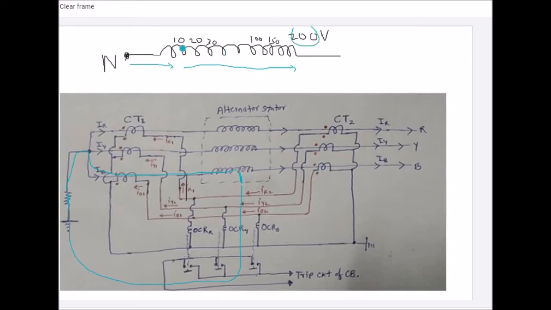So if a fault occurs near the neutral point, suppose a fault occurs at this point on the winding, then the voltage available to drive the fault current is only, say, 10 volt. The voltage available to drive the fault is only 10 volt, and again there is a grounding resistance in the fault current path. So the resultant fault current, if the fault occurs very near to the neutral, is very small.